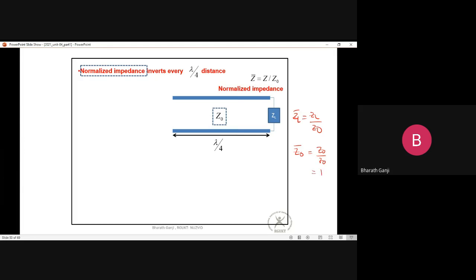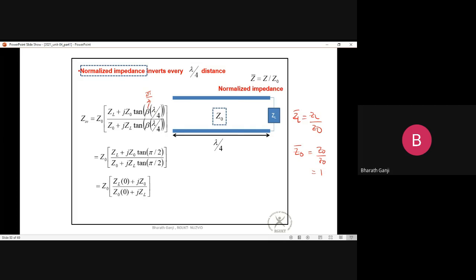Now if the length of the line is chosen as lambda by 4, and beta is 2 pi divided by lambda, I get tan pi by 2. Tan pi by 2 goes to infinity. So what I can do is take tan pi by 2 common, and take the limit as tan pi by 2 tends to infinity, and you can see that the other values go to 0.